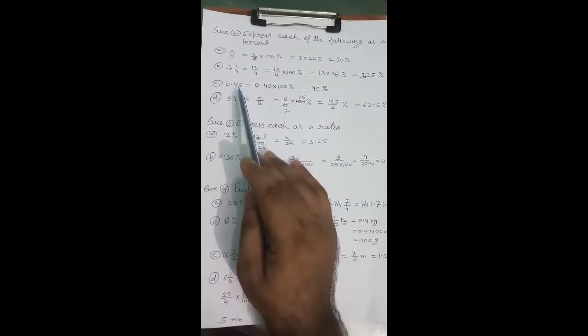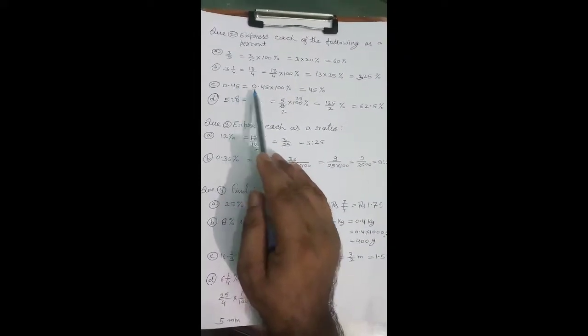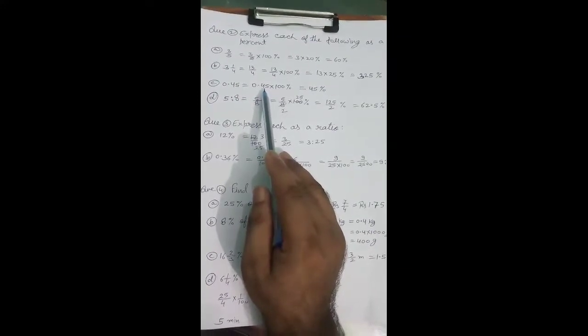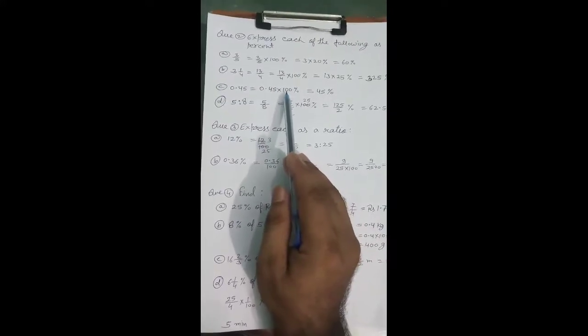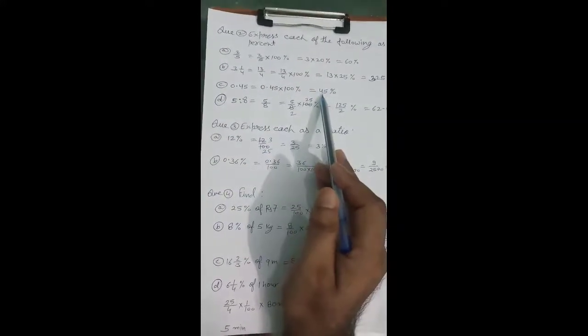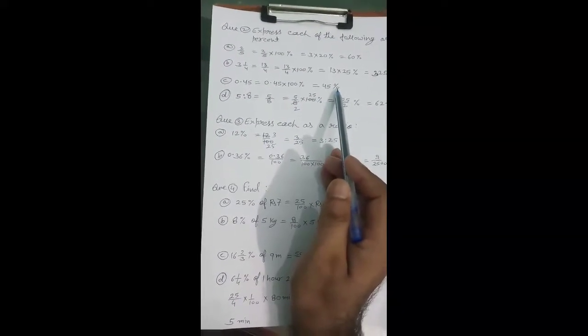Now see the third question. 0.45. We have to convert this number into percentage. So there is only one technique. Whenever a number is converted into percentage, the number is multiplied by 100%. And when 100 is multiplied by 0.45, you will get 45. So you will get 45% here.